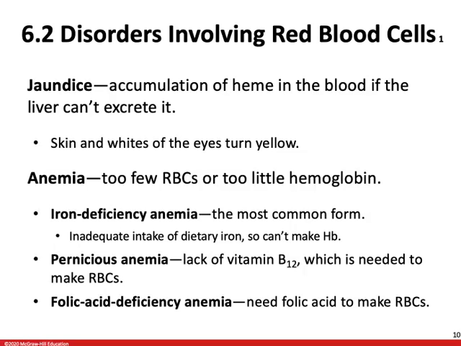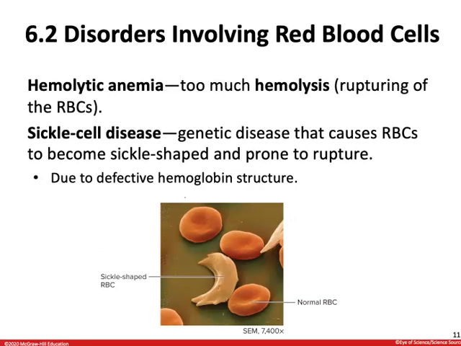There's also pernicious anemia. This is where you have a lack of vitamin B12, which is needed to make the red blood cells. So in this case, there are too few red blood cells. The hemoglobin levels are fine, but there's just not enough red blood cells to carry the oxygen. There's also folic acid deficiency anemia. You also need folic acid to produce red blood cells. So without it, there's too few red blood cells, not enough oxygen.